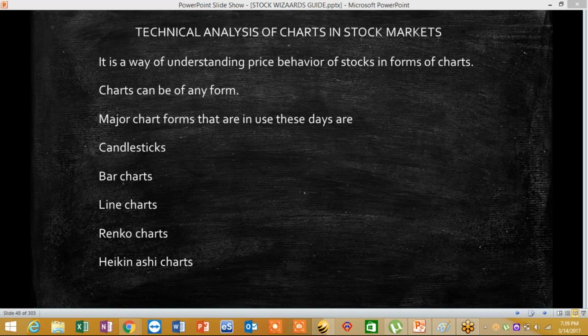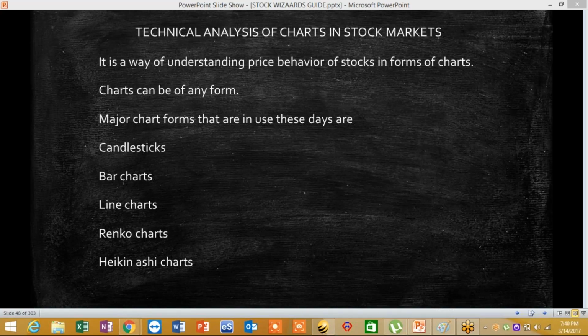So basically, let us start now with technical analysis. Technical analysis, according to me, is a better way of understanding how a stock is behaving in terms of its prices, and we will interpret those prices in the form of charts. Charts can be of various forms, like I have mentioned here. I assume that you are aware of all these basic chart forms. The mainly used are candlestick and bar charts.